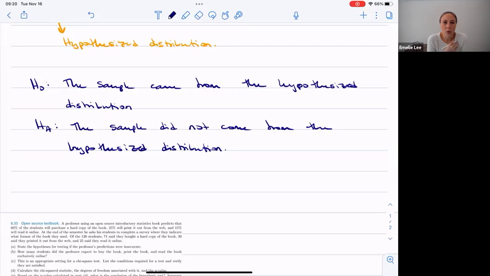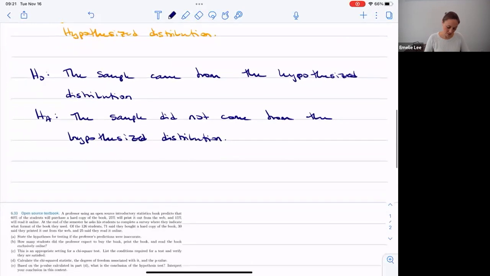Notice that there's no one-sided tests anymore, right? You either came from the hypothesized distribution or you didn't come from the hypothesized distribution. And what we're going to see is that the chi-squared really only has one tail. And so that's kind of beyond the scope here, but that's the reason. And for us, we just need to kind of know when to use the chi-squared and how to use it.